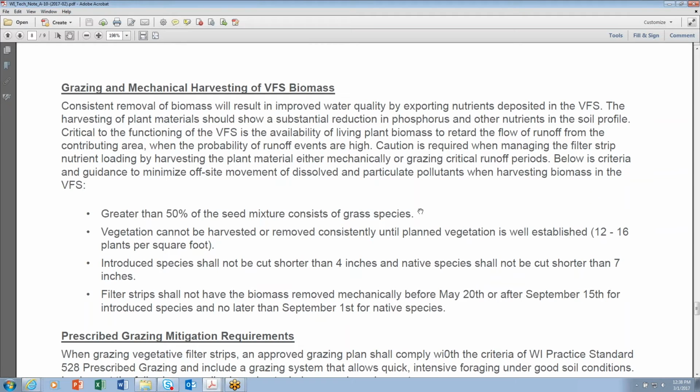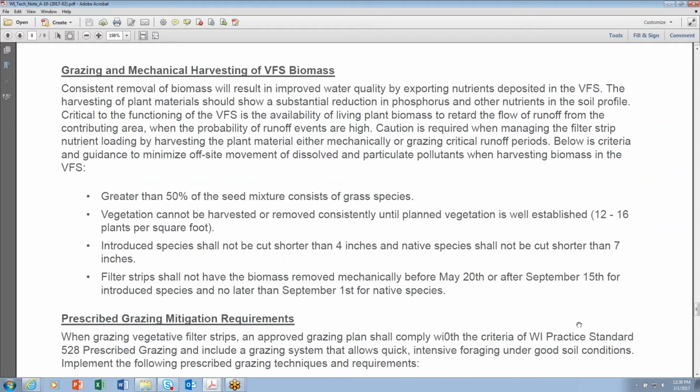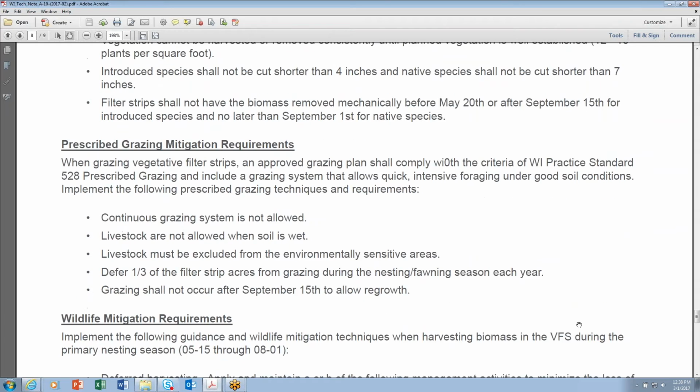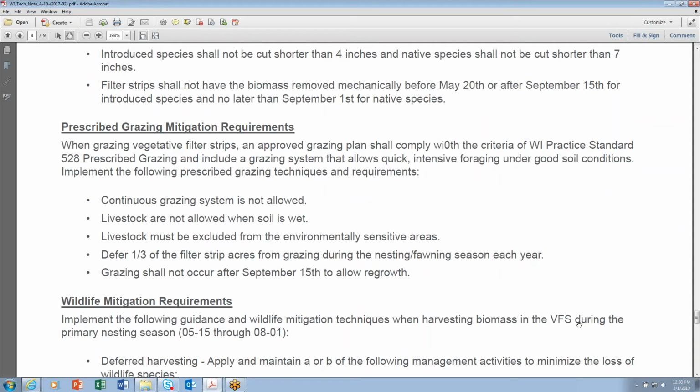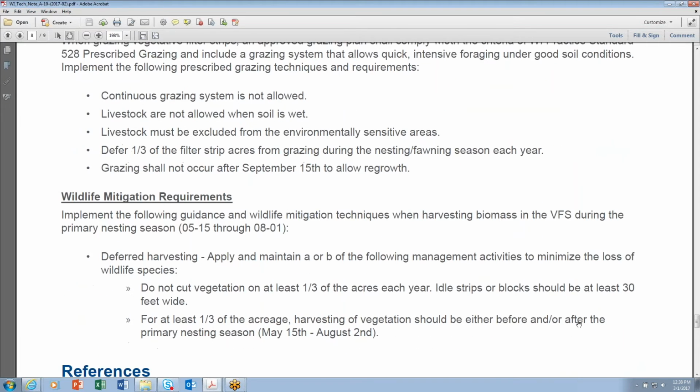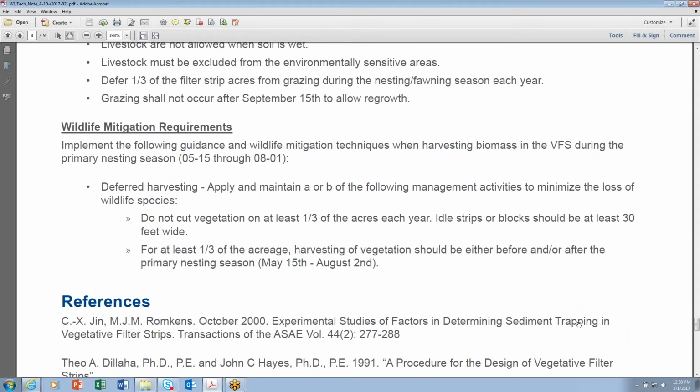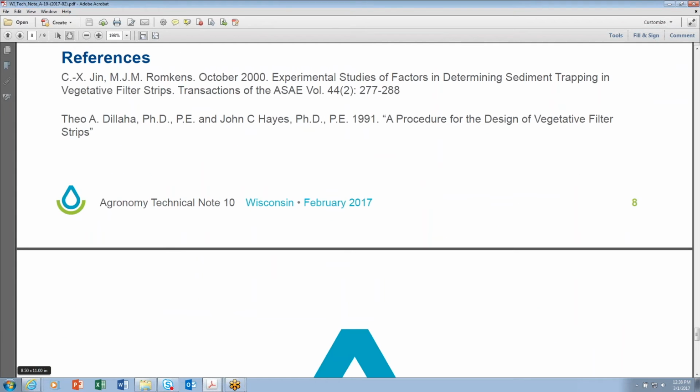And here again, for grazing, they want to make sure you've got a pretty hefty grass mix. Grass, obviously, is what we're after, not legumes. So there's going to be that caution here. Then prescribe grazing mitigation. So if you are grazing, what do you have to know? What do you need to be careful of? And then there's wildlife suggestions as well. So that is the tech note, and we have the job sheet, and we have the practice standard.